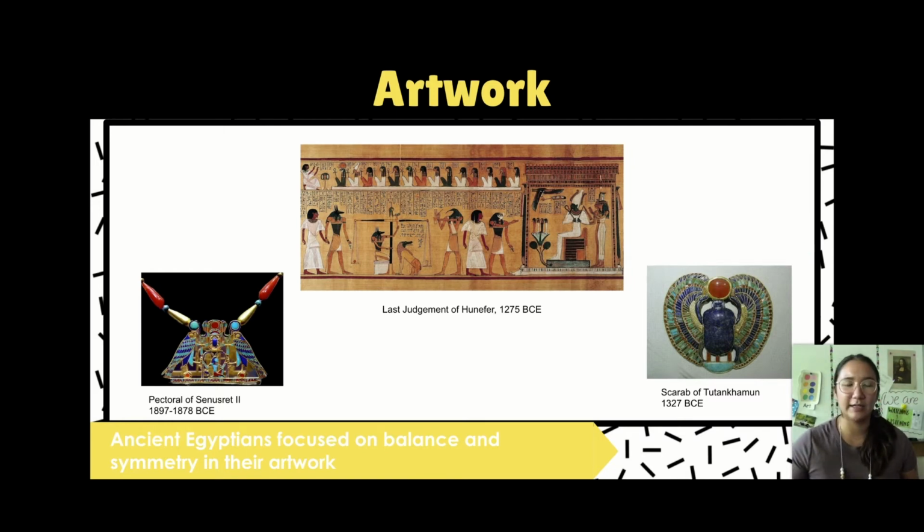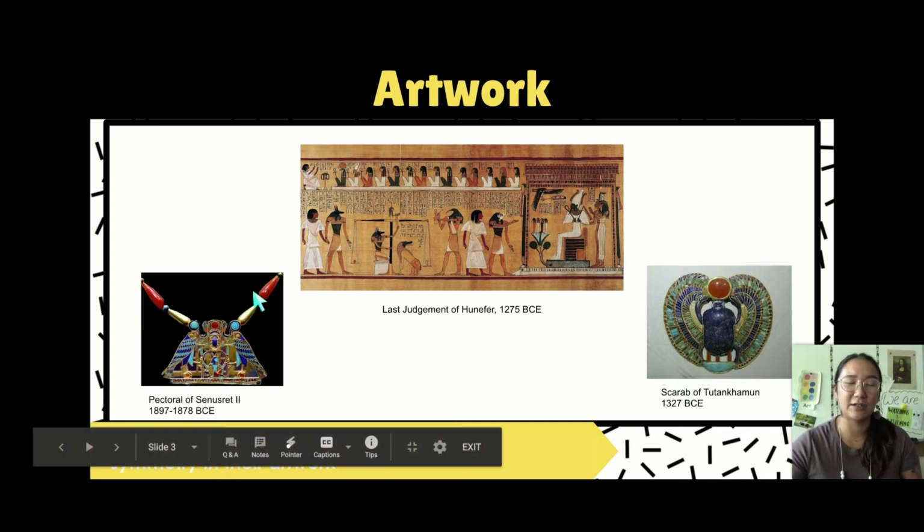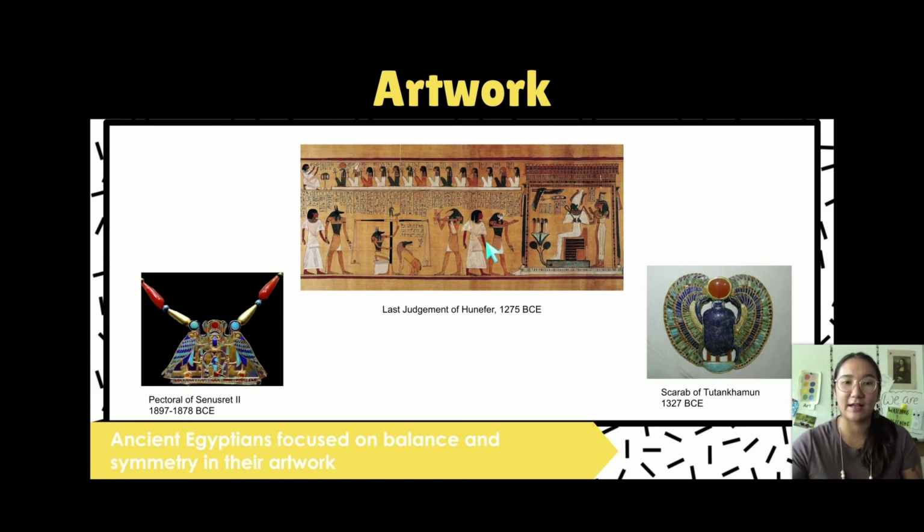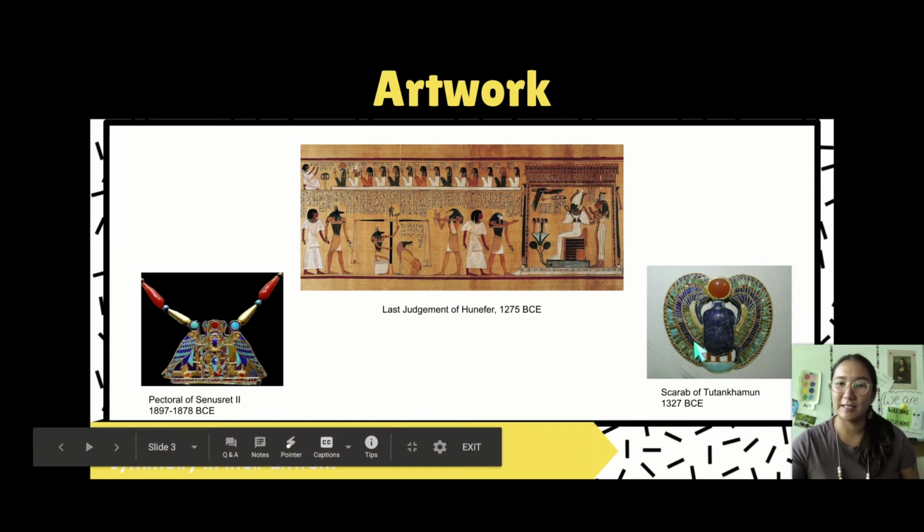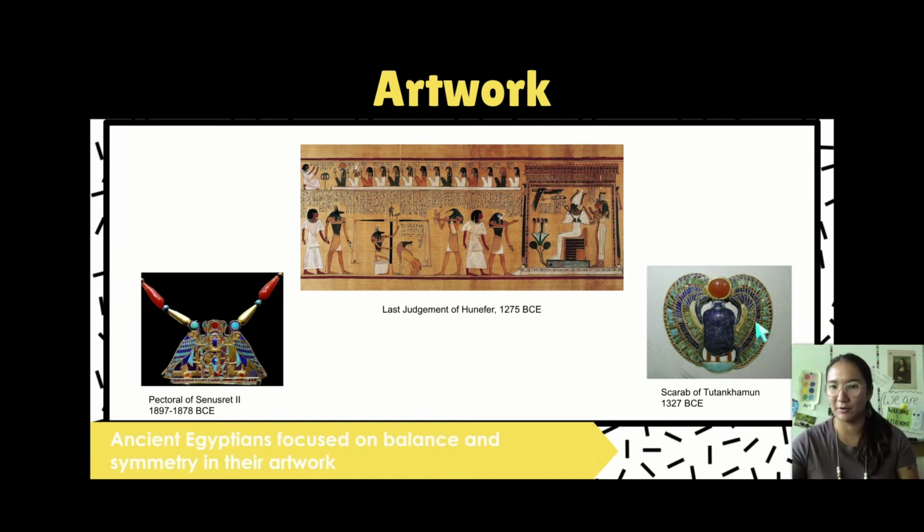These are just 3 examples of some different ancient Egyptian pieces. There is a kind of pendant or necklace type of artwork here. This is called the Last Judgment of Hunefer. This would have been more like on paper or papyrus. And then this is a scarab of Tutankhamun, which would have been a medallion. But we will talk a little bit more about the scarab in a little bit. So these artworks are from a time span of 600 years.